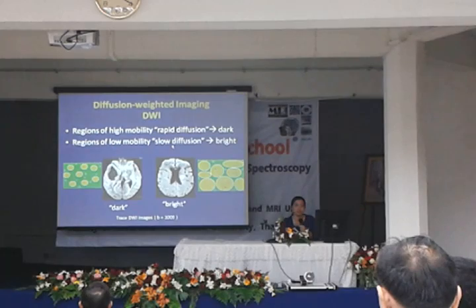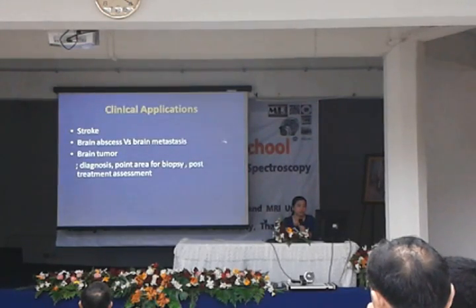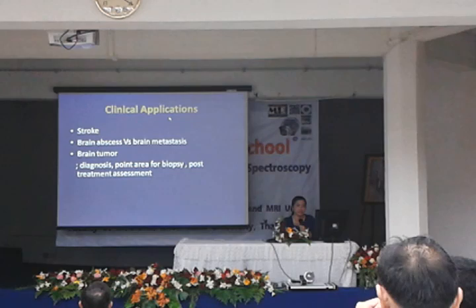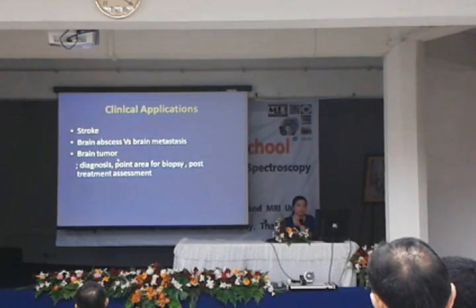On DWI, if the lesion has rapid diffusion, it will turn dark, but if it has slow diffusion, it turns bright on DWI images. And we use the ADC map to confirm whether this lesion has restricted diffusion. For clinical application, we use DWI in stroke patients, to distinguish between brain abscess and brain metastasis, and in brain tumors, to give the diagnosis, point out the area for biopsy, or assess post-treatment.